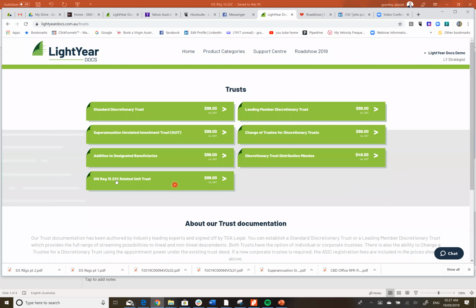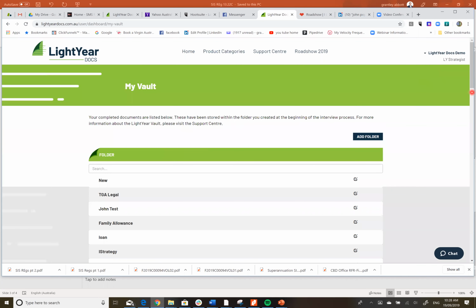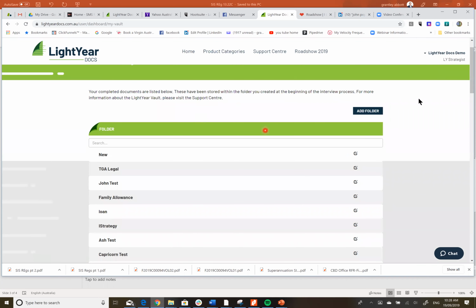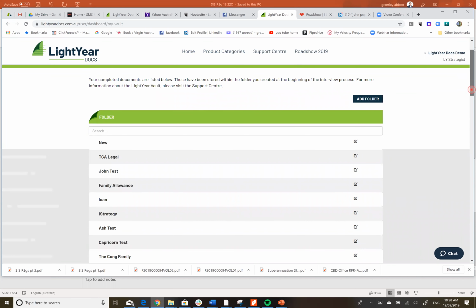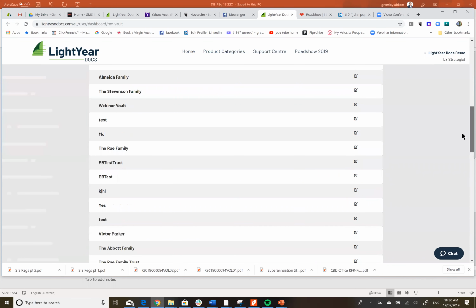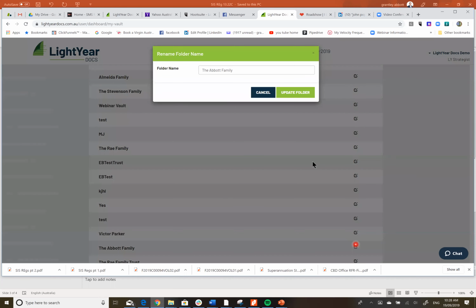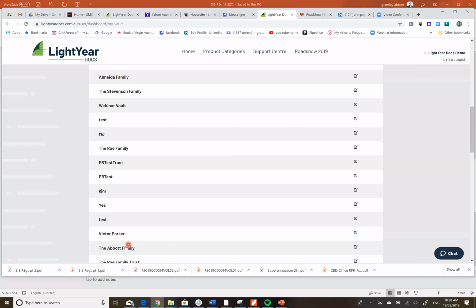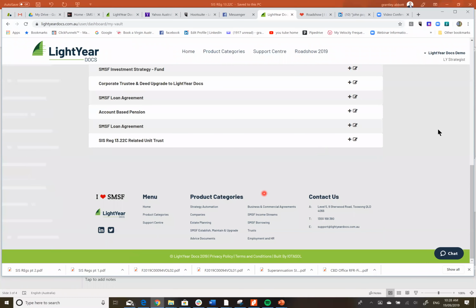And then you've got your 1322C related unit trust, and that costs $99 there. So it's a pretty good deal for a specialist trust. I did one a little while before just to save us time. And I put it into my folder. Remember, these are all the folders that you have. And I put it in under the Abbott family folder. So to open that, I just click on that button. Oops, sorry, cancel. It's the wrong one. I click on the left-hand side. So you can see there, the 1322C related trust.